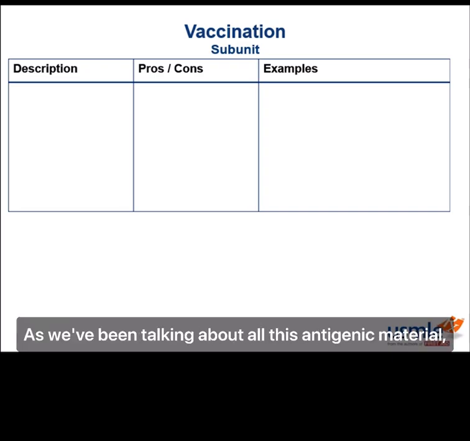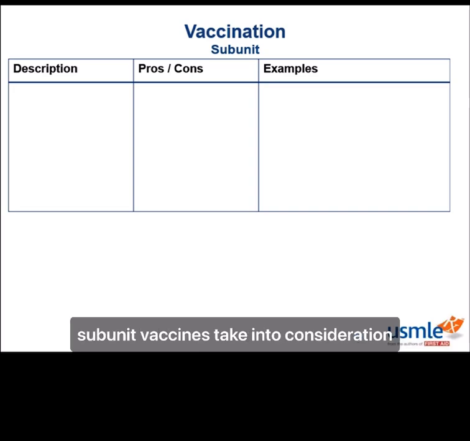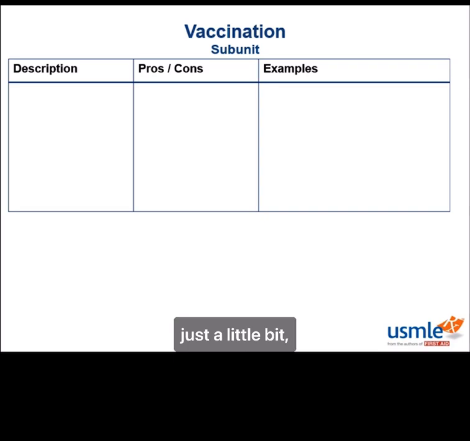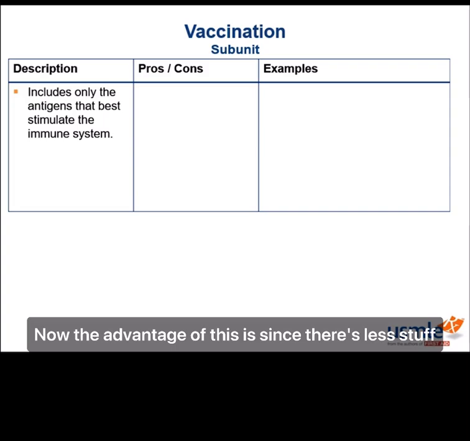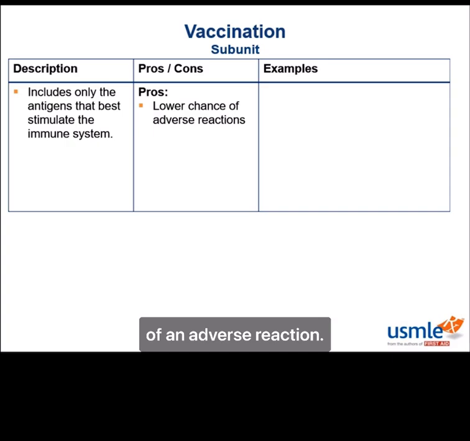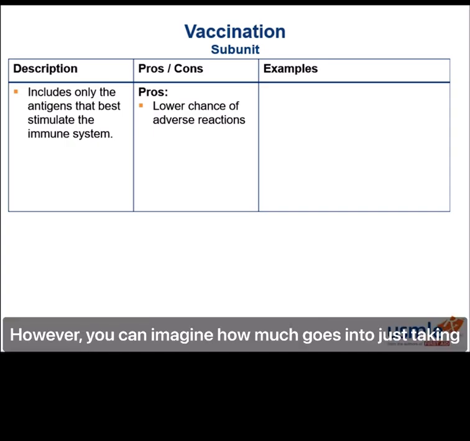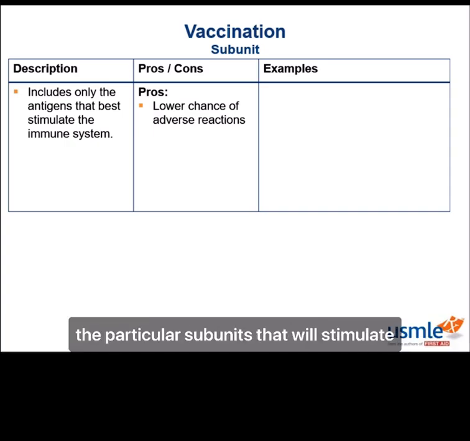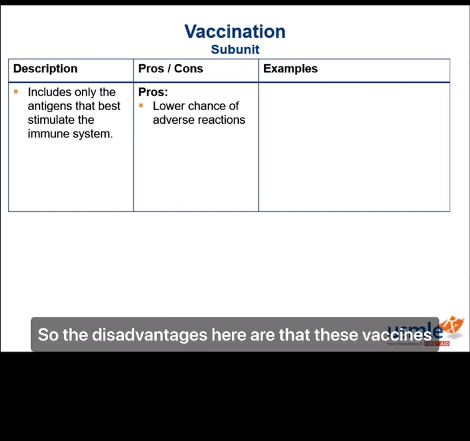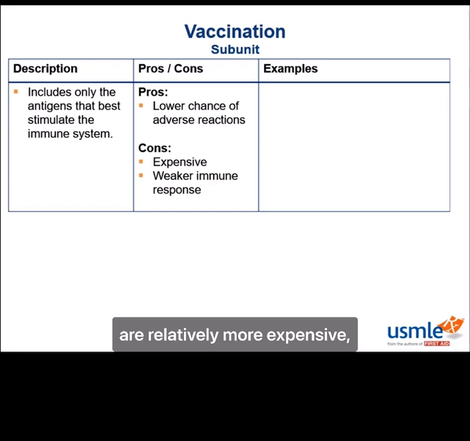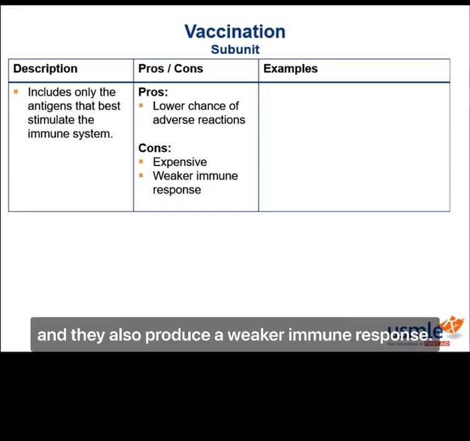Now, next up, we have the subunit vaccines. As we've been talking about all this antigenic material, subunit vaccines take into consideration that the whole particle isn't needed, just a little bit, the part that stimulates the immune system. Now, the advantage of this is since there's less stuff in the vaccine, there's actually a lower chance of an adverse reaction. However, you can imagine how much goes into just taking the particular subunits that will stimulate the immune response with less chance of adverse reactions. So the disadvantages here are these vaccines are relatively more expensive, and they also produce a weaker immune response.